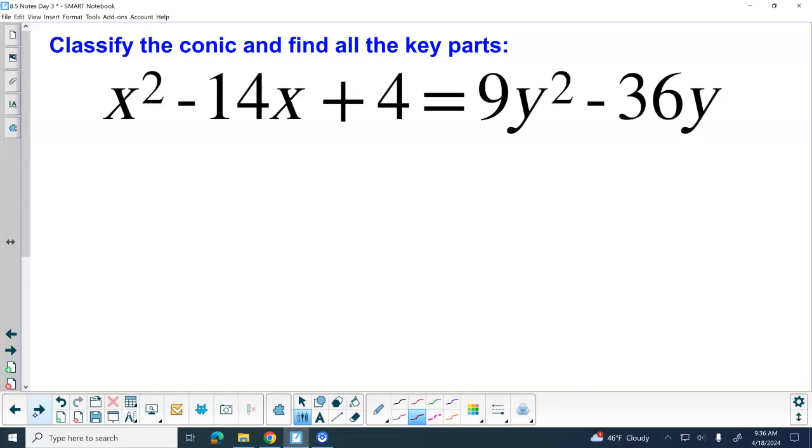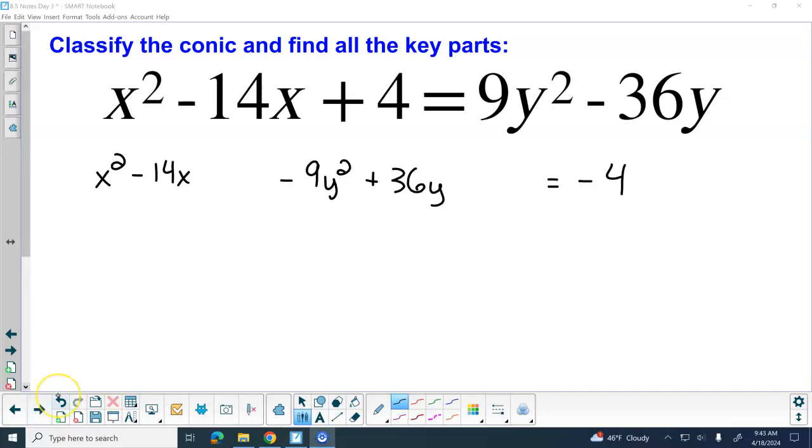So on this one, we just want you to classify the conic, okay? And then find all the key parts of it. You don't have to graph this one. Just classify and then find all of the parts of whatever you have. Might help to rewrite it like this, right from the start, to see what it is. Okay? So we should see, because we have 2 squared terms, that means it's a circle, ellipse, or a hyperbola. But then when I write it this way, now I'm subtracting the x squared from the y squared, so it ends up being a hyperbola.